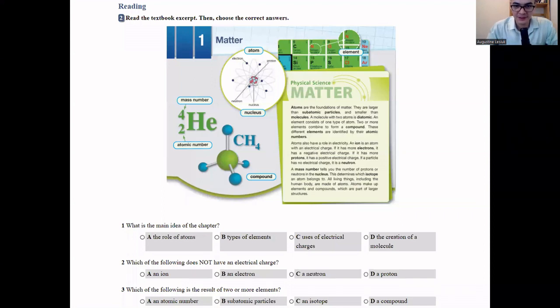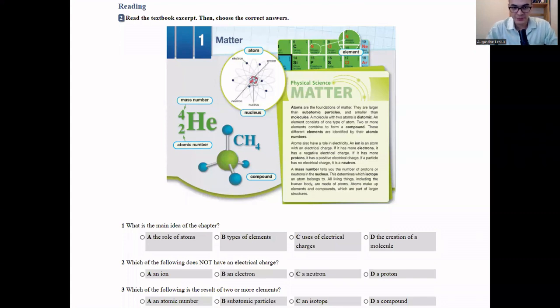For the next warm-up activity, I want you to read the passage again, and this time answer these three multiple choice questions. So for the first question, it asks, what is the main idea of the chapter, right? What's the main idea of this passage? The next question asks, which of the following does not have an electrical charge? And the third one asks, which of the following is the result of two or more elements, okay? So pause the video, read the passage again, and answer these multiple choice questions. Once you're done, resume the video, and we will go through the answers together.